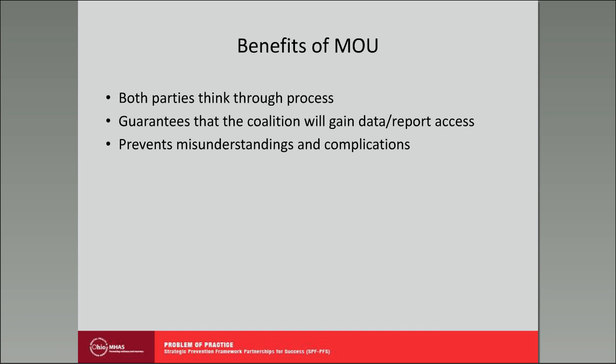There are several benefits to using an MOU. Both parties think through the data collection process. It guarantees that the coalition will gain access to the data that's collected and any reports that come out of the data. And it also prevents misunderstandings and complications. So the partnering organization, for instance, understands its responsibilities up front and is not surprised when you ask for volunteers or you ask that their staff do something with your staff.